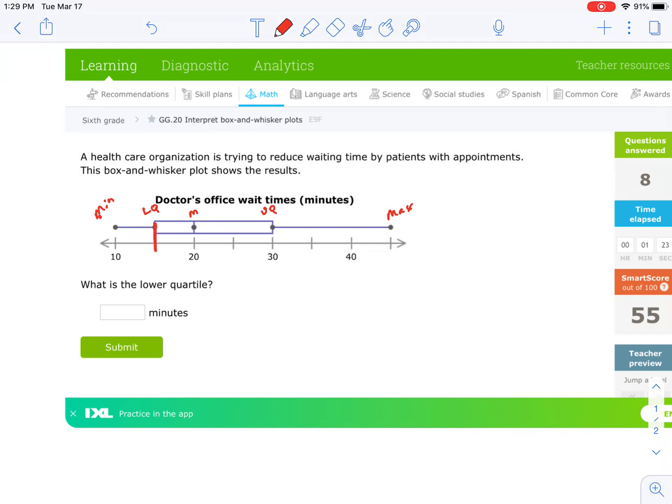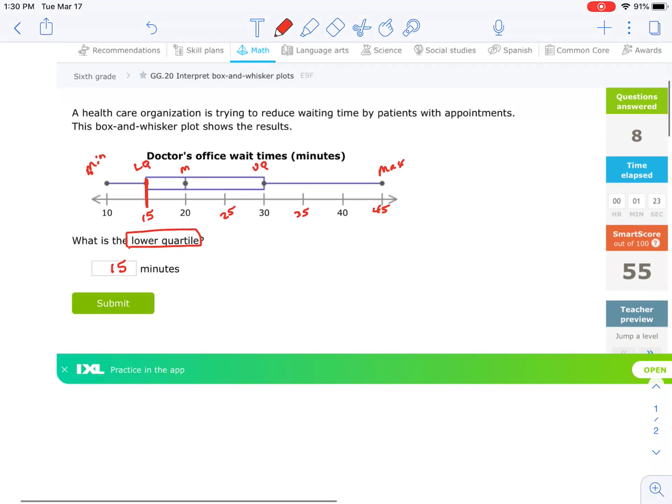And this is where I've got to pay attention to the scale. Between 10 and 20 would be 15. Let's see if it continues to work: 10, 15, 20, 25, 30, 35, 40, 45. Yes, so 15 would be my answer, because all they want to know is, do you know the parts of a box plot and where the lower quartile is? So that's one of the types of questions.